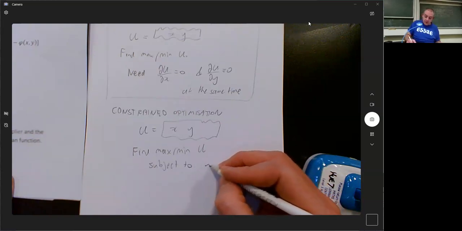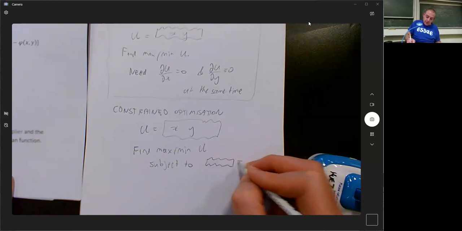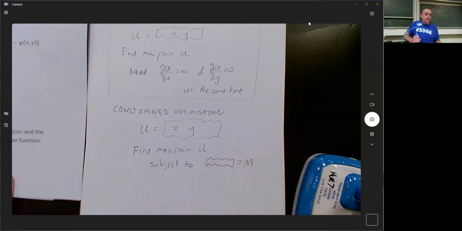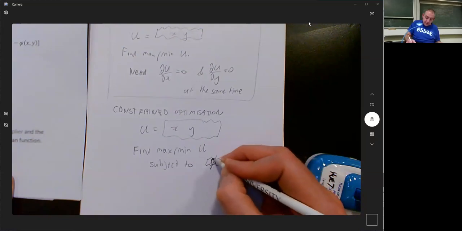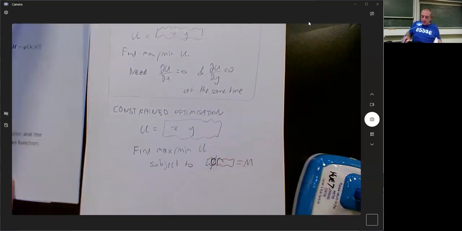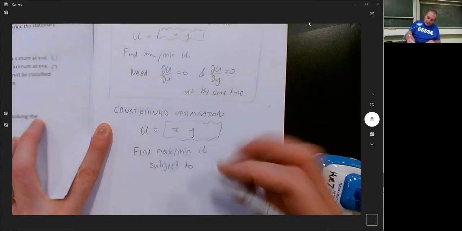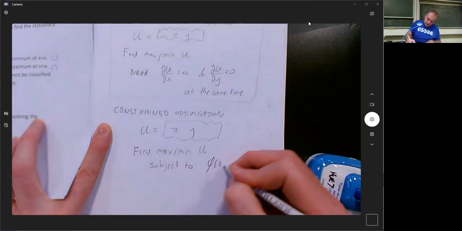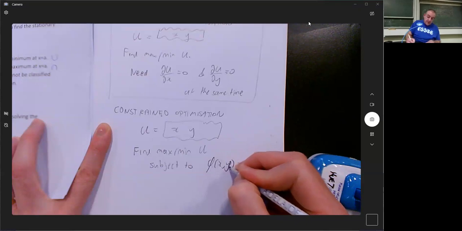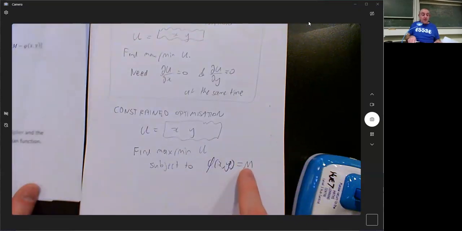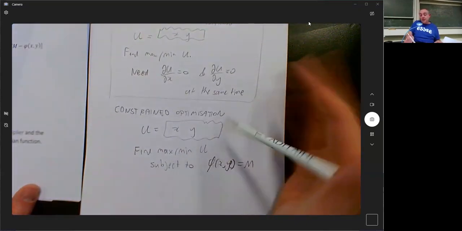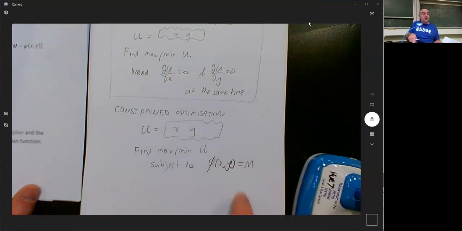Subject to some formula equals a constant number m. And so they call this phi. Oh, no, they don't. They call it curly phi. Of course they do. And this is a specific number. At the moment, it looks like it's an unknown, but it will usually be a specific number.